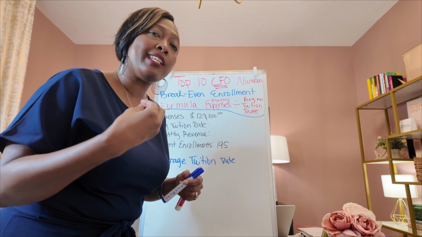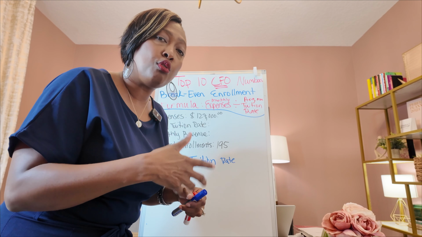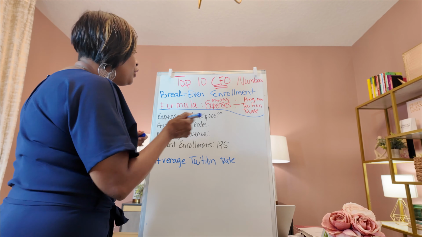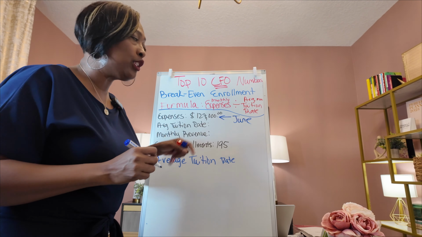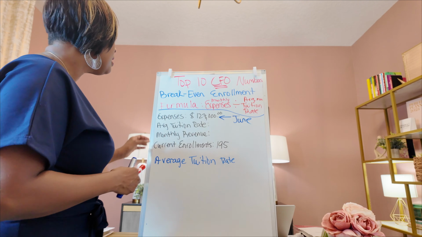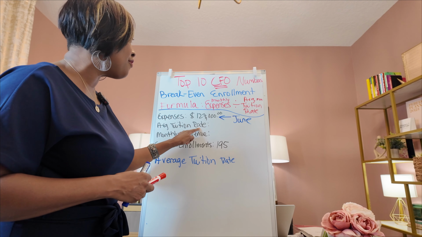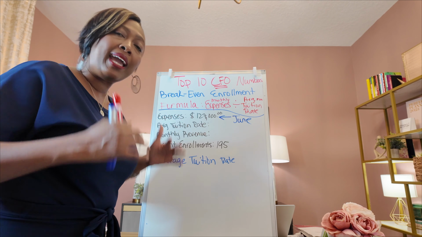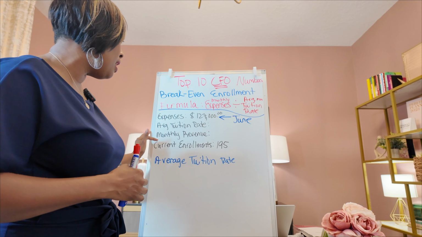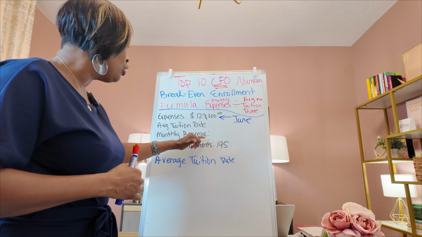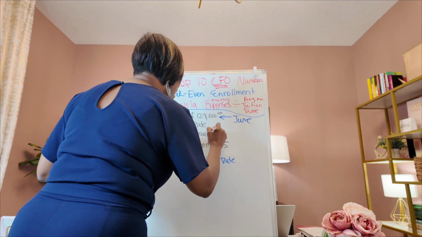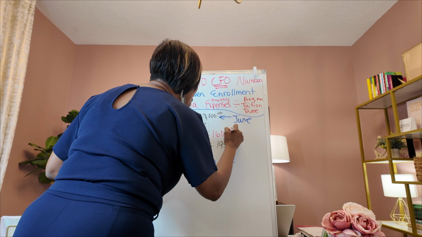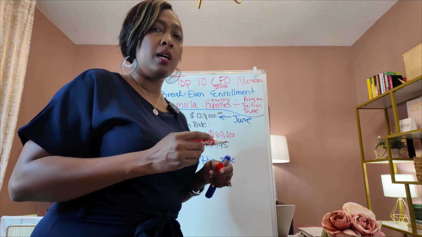What are your current expenses for either the month of June or July? For me, for the month of June, I spent $127,000. Now, what we have to figure out is our average tuition rate. And right now, I don't have that information, but let's see what other information you're going to need to know. You need to know how much revenue you brought in the month of June. I am going to put that I brought in $160,000 in the month of June.